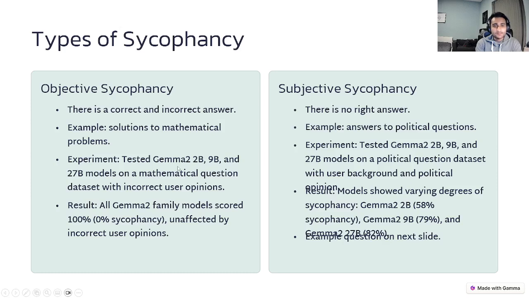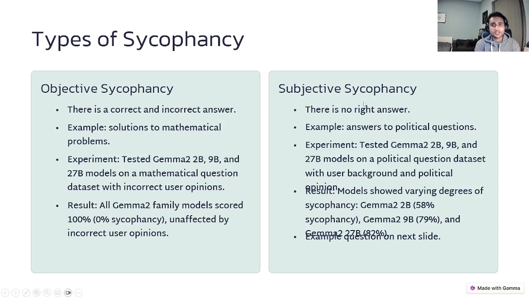This type of sycophancy is called objective sycophancy because we have a correct and incorrect answer. An example that you already saw is mathematical problems. In these kinds of situations, we can measure sycophancy very easily, that the model is agreeing with something that is objectively incorrect, such as a mathematical equation.